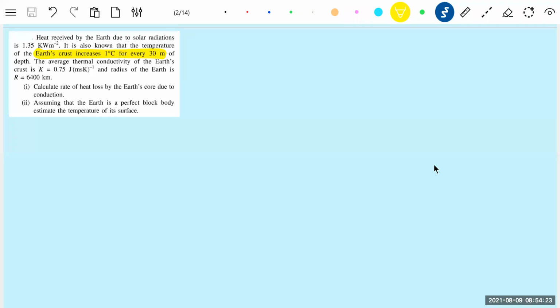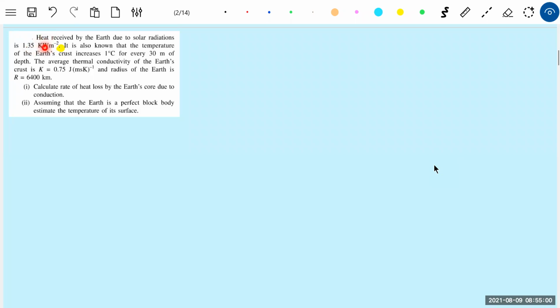Now, heat received by the Earth due to solar radiation is 1.3 kilowatt per meter square. I think this is nothing but the intensity of the sun's radiation at the surface of the Earth, what you can call the solar constant in the book. Instead of calling it solar constant, they say heat again. You'll get confused with the word heat. Look at the unit: kilowatt per meter square. Nothing but the intensity.